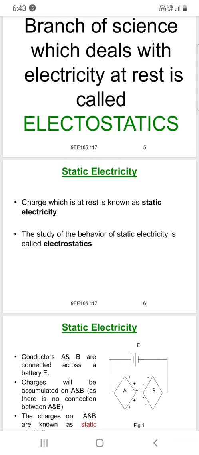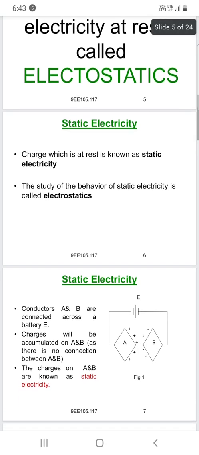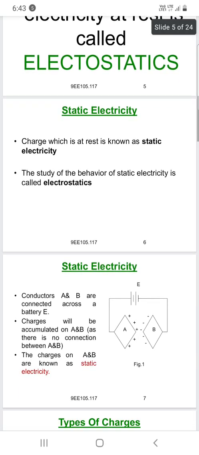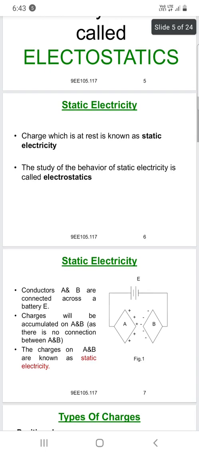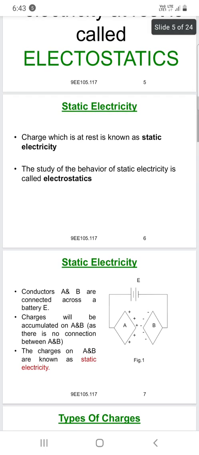Today we have to discuss electrostatics. This is the next topic in basic electrical engineering. Electrostatics. So, what is electrostatics? What do we have to discuss? What do we have to deal with?